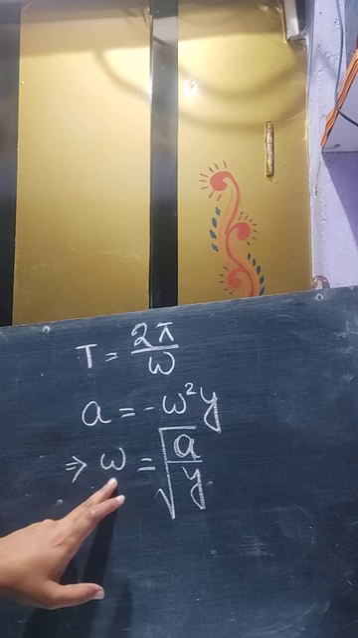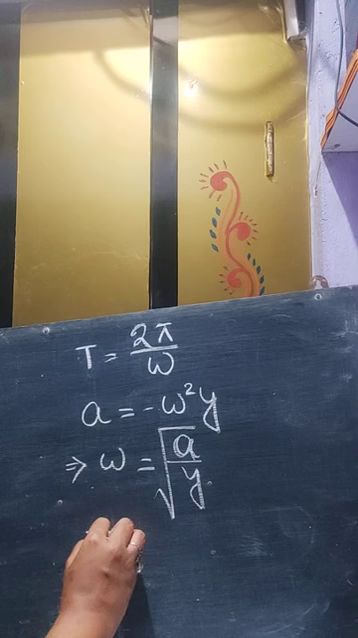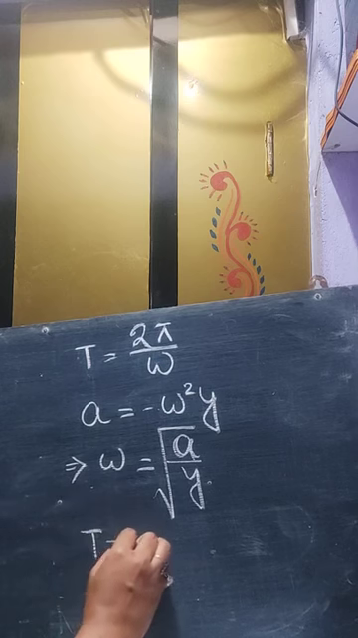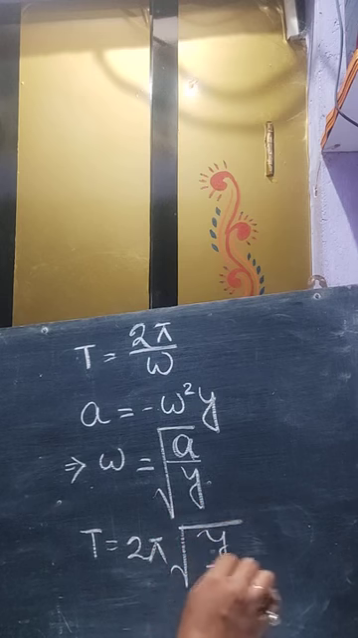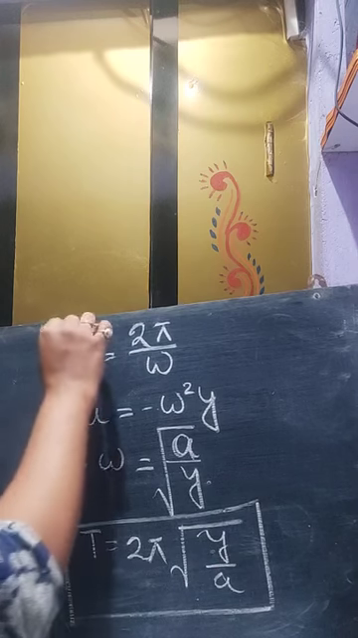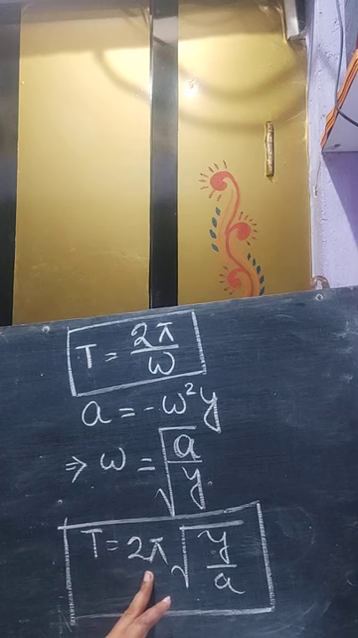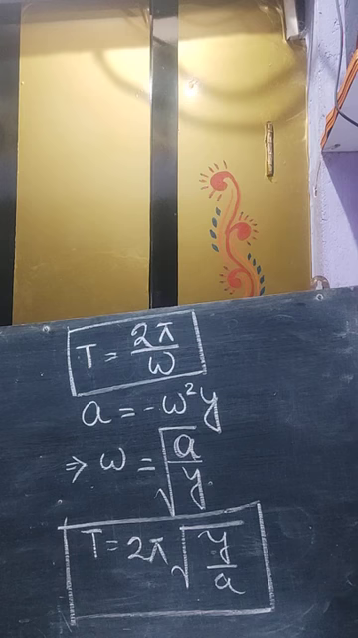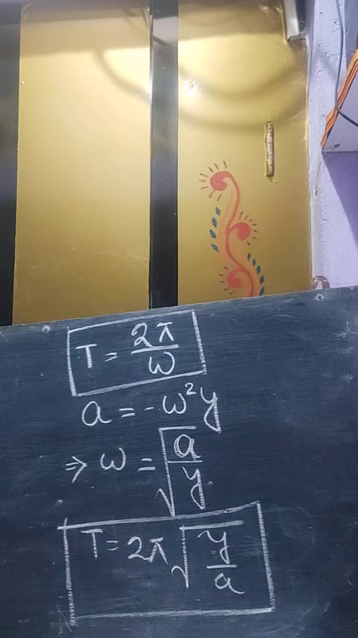So instead of this omega, if I put it here, what will be the value of T? T will be basically 2 pi under root y by a. So this is one general expression, and this is another expression of the time period considering the acceleration and displacement. So we can use this formula to determine the periodic time of SHM.